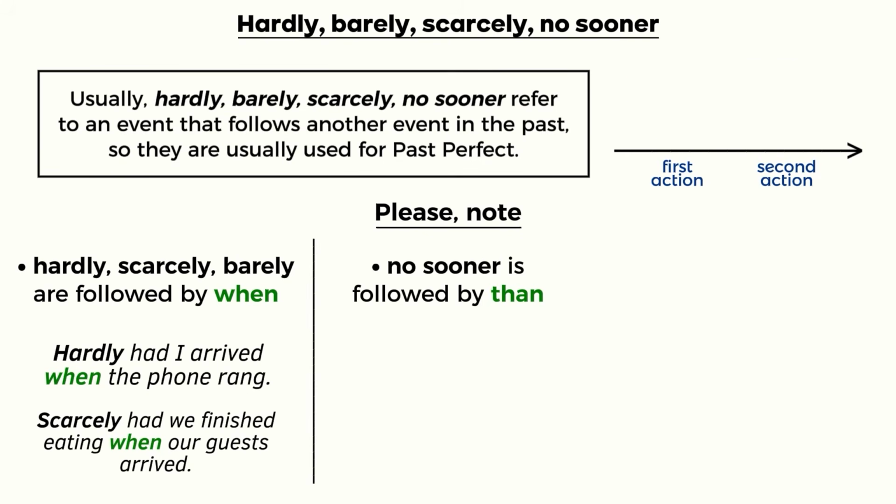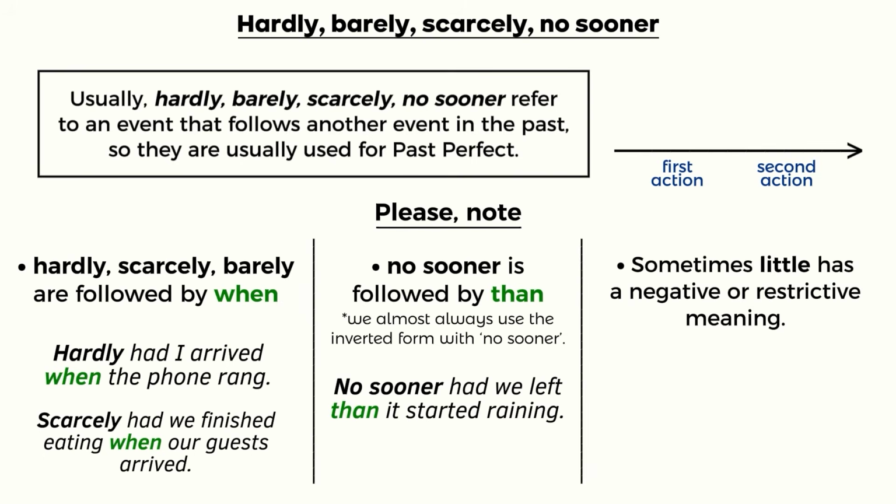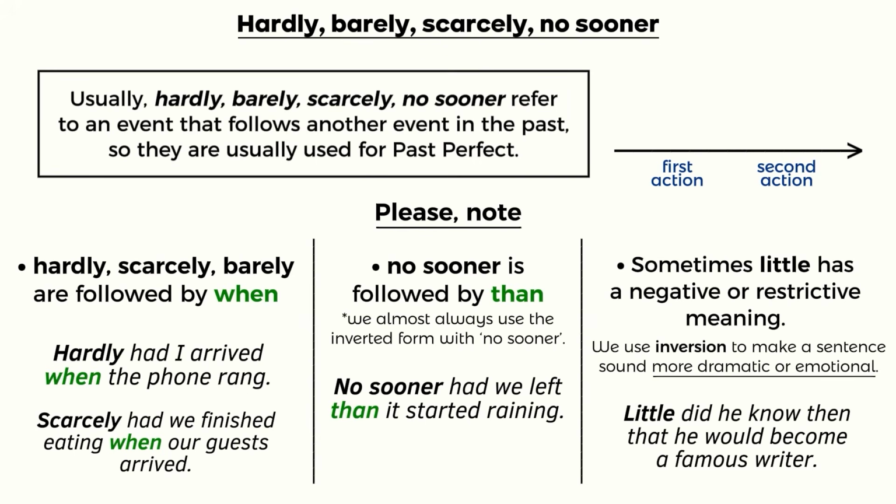No sooner is followed by than. We almost always use the inverted form with no sooner. For example, no sooner had we left than it started raining. Sometimes little has a negative or restrictive meaning. We use inversion to make a sentence sound more dramatic or emotional. For example, little did he know then that he would become a famous writer.